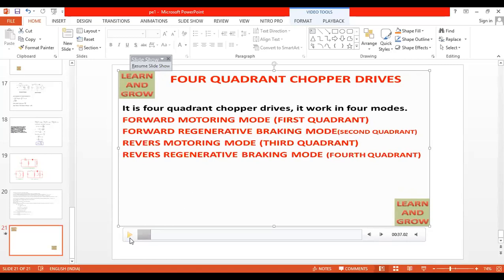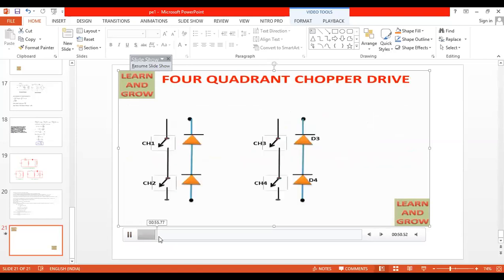So we are having forward and backward. A machine can be operated as motor and generator. Here regenerative means it is the generator, in forward and backward direction. That's why the entire behavior of the motor is represented in 4-quadrant.